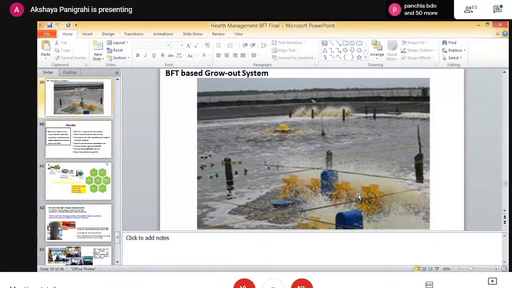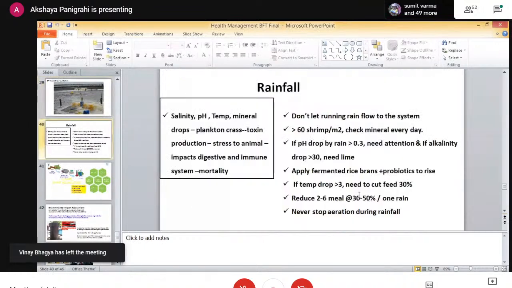This is one of the biofloc ponds where you can see the kind of aeration it is given. In the center, there is a water wave creator. All through, there is almost 50 to 80 HP capacity of aeration in a 1 hectare pond. That must also be required to get a proper biofloc. And there are so many things we can.